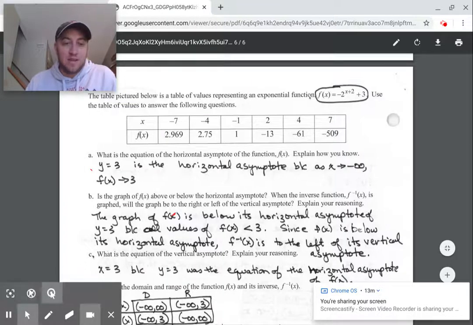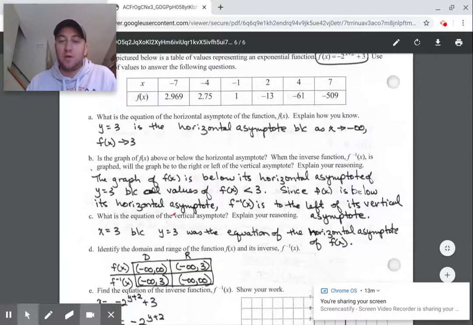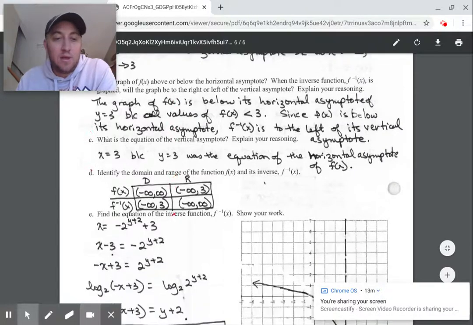Now, C, what is the equation of the vertical asymptote? I know it's x equals 3 because y equals 3 was the equation of the horizontal asymptote. I would go through the domain and range of f of x, and then for my inverse, I would flip it.